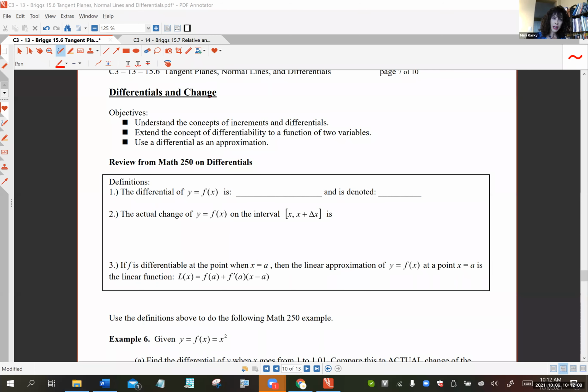Okay, welcome to another fabulous day of Calculus 3. We're going to wrap up section 15.6. The last little piece of it is called differentials and change.